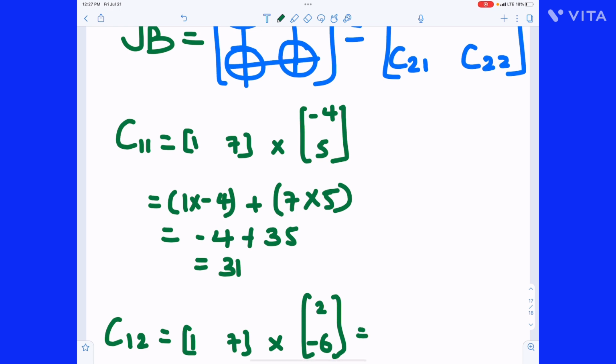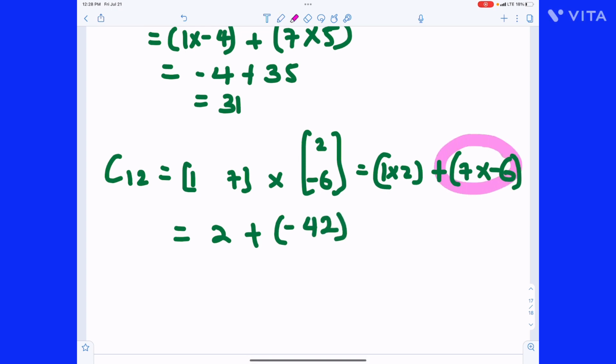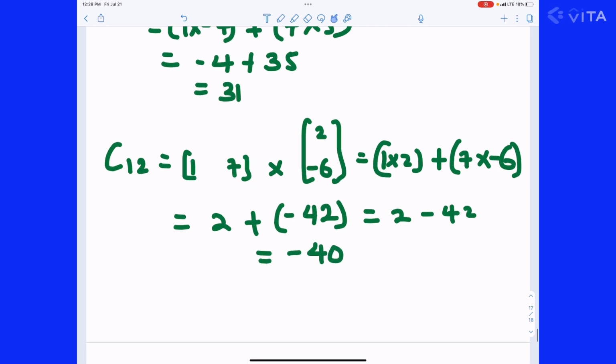So that gives me 1 times 2 plus 7 times minus 6. 1 times 2 is 2. 7 times minus 6 is minus 42. So that gives me 2 minus 42, and that's minus 40. That element will be minus 40.